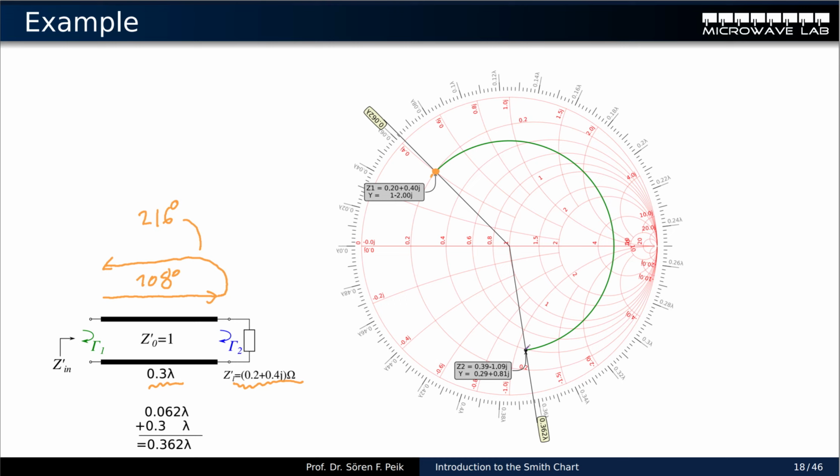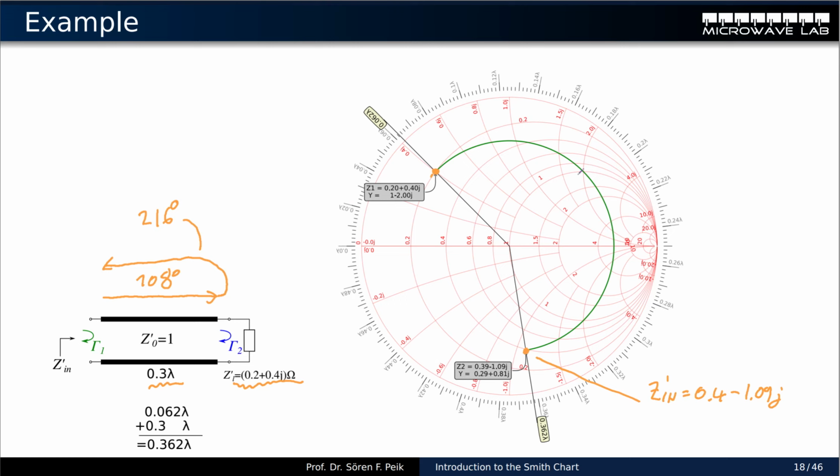So this point here is rotated by 216 degrees when I take a protractor, and I can read off my new value here. The new value is 0.4 minus 0.19j. That's my new impedance, actually my input impedance. It's my normalized input impedance, so I have to multiply it by 50 in order to get the real impedance. So that's how you insert a line without any calculations with the tangents formula, just using the Smith chart.